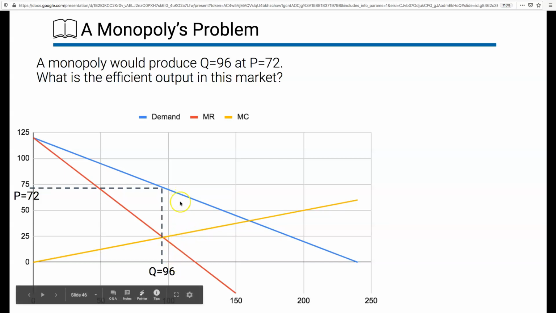So those would be beneficial trades, and if we think about gains from trade, a monopolist producing more and selling it at a lower price than 72 will increase gains from trade in the market. Why would a monopolist not do that?